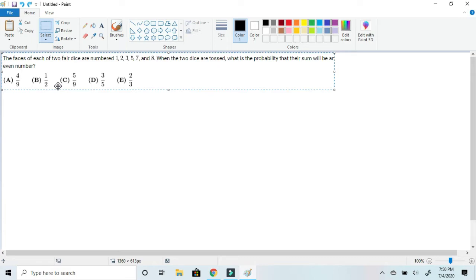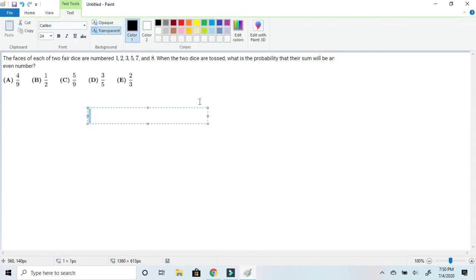Okay, so when you get down to this problem, you have to read the end of it, because I'm pretty sure you might not have understood what it says in the end. Because in the end, it says, what is the probability that their sum will be an even number? So, to get that probability, we have to first figure out what you can do to get an even number.